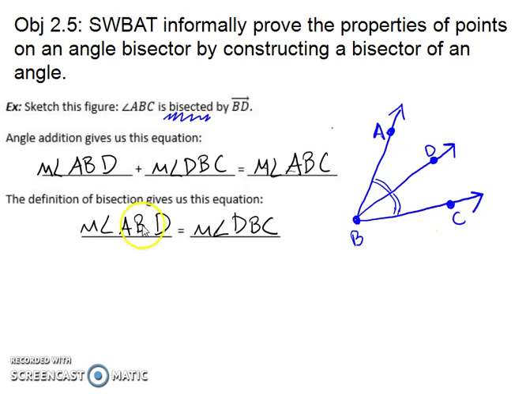And that is it. The procedural fluency for this objective is to sketch, mark, and write equations for an angle bisector.